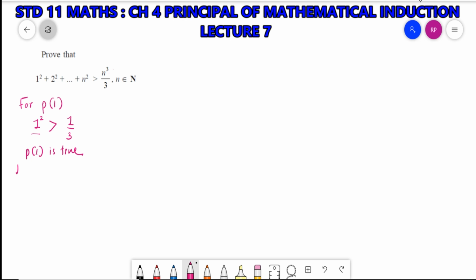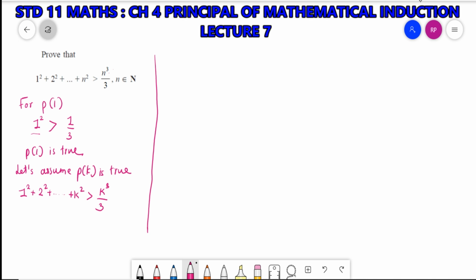Okay, now let's assume that P of k is true. Now, what does this mean? 1 square plus 2 square up to k square is greater than k cubed by 3. Okay, let's name this as equation 2.